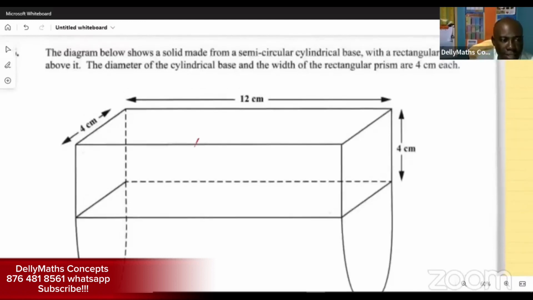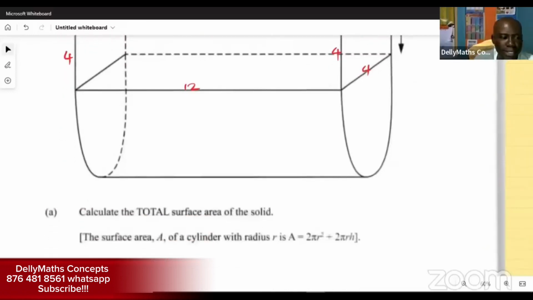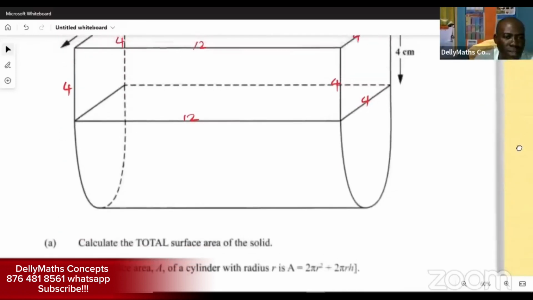Be advised that this is 12, this is 12, this is 4, this is 4, this is 4, this is 4, all of these. So you're seeing all the measurements that you need right there. Now, what we want to do is to respond to the question. This says calculate the total surface area of the solid.